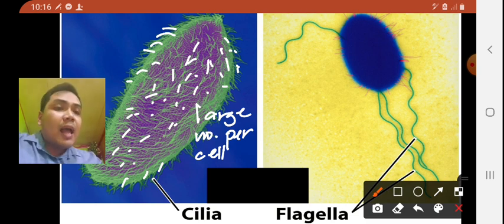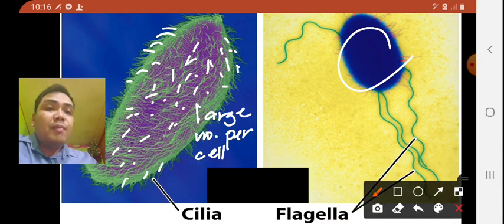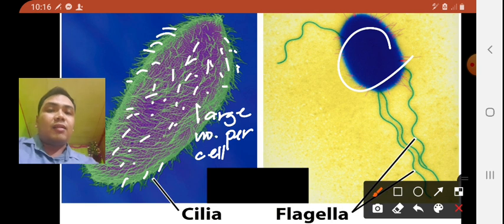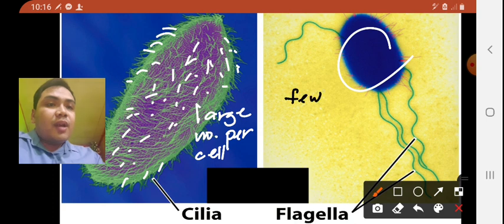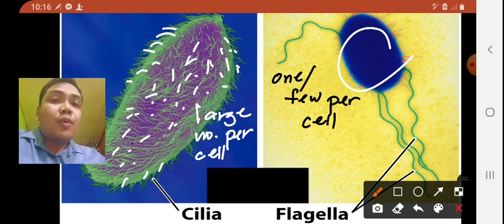Okay, let's have the flagella. How about in the case of the flagella? So in this case, you have 4 flagella for this type of cell, and it is very obvious that the number of flagella for each cell really differ from the cilia in terms of its number, in which they are few in numbers per cell, few per cell, or it could be one or few per cell.